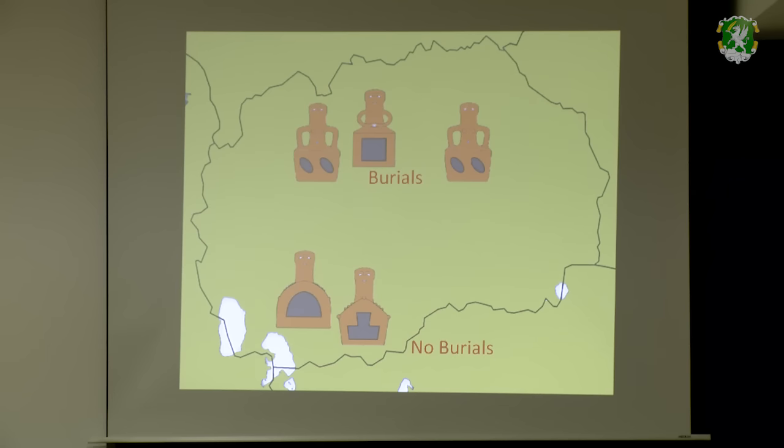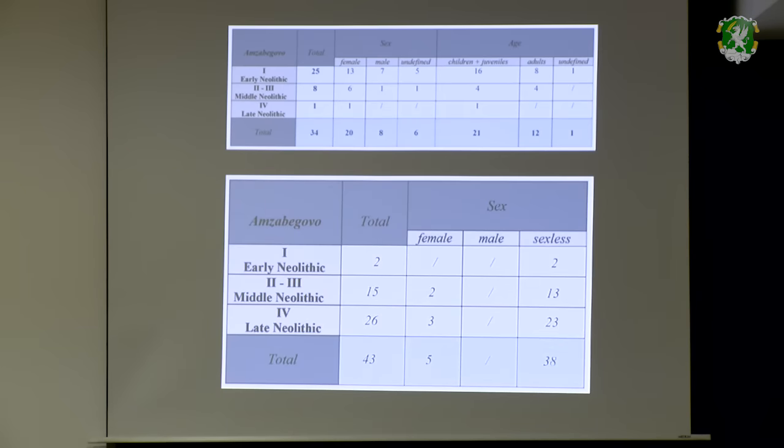For example, if you compare again Govrlevo and Zelenikovo models, in Govrlevo there is an abundance of models, and there are also some burials found within the settlements. While in Zelenikovo, where there is an abundance of figurines and only a few hybrids, there are no burials at all. So, which means that there is some kind of association between burials and anthropomorphic house models.